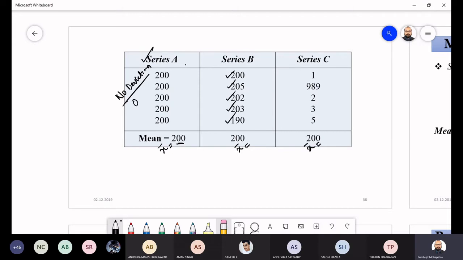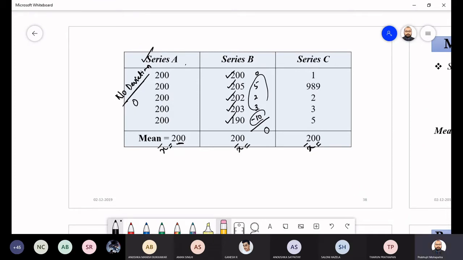If you calculate 200 minus 200, here 0. 205 minus 200, here 5. 202 minus 200, here 2 units. Here 3 units, and here minus 10 units. So how do we calculate the deviation? If you take the sum, there is another issue: the minus and the plus may cancel. This may give you 0 deviation.